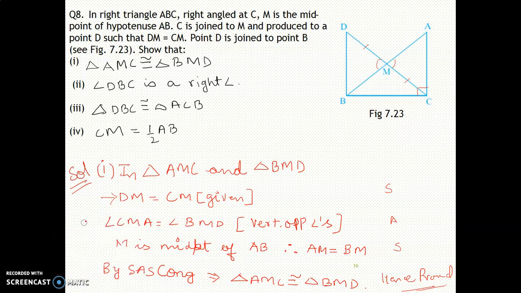Alright, now M is the midpoint. Why? Because it is given here. See, it is given M is the midpoint of hypotenuse AB. Therefore AM is equal to BM. I will write this notation. It is not given in the question, students, but you should know this.